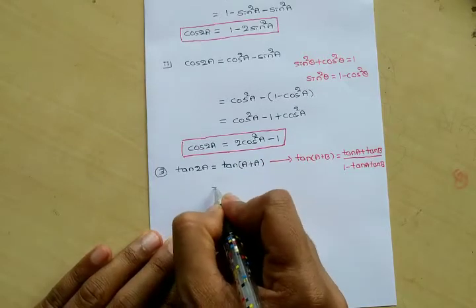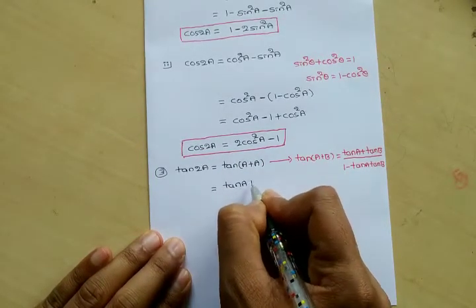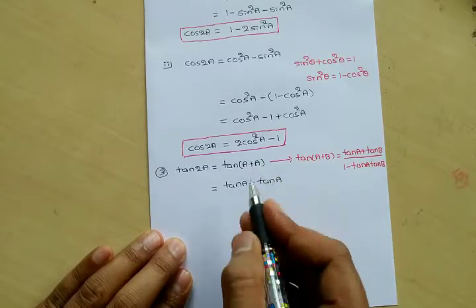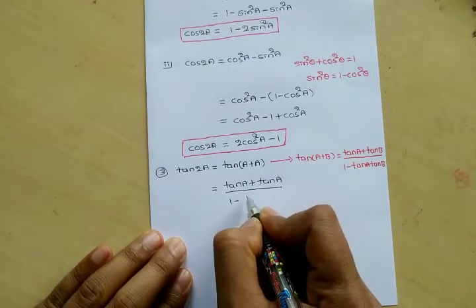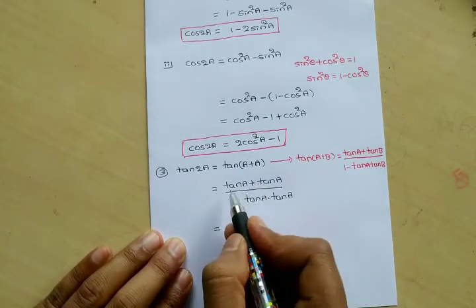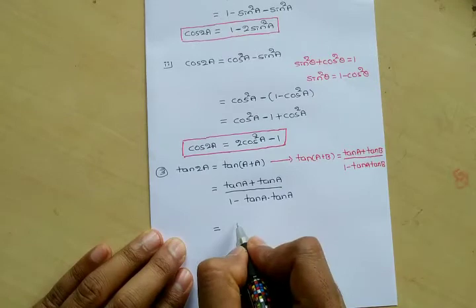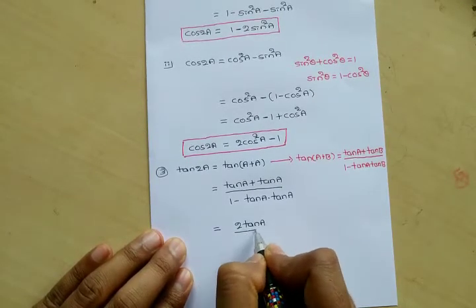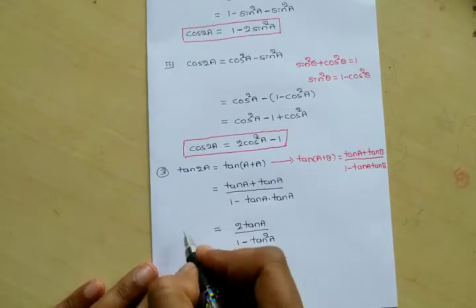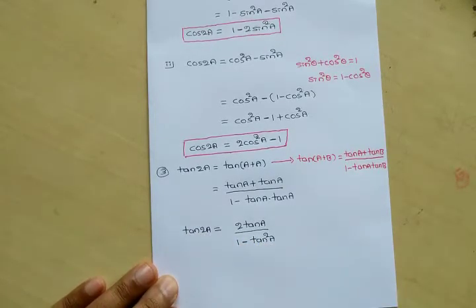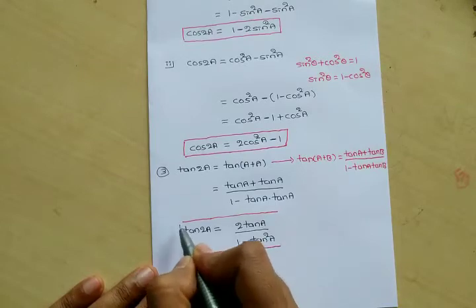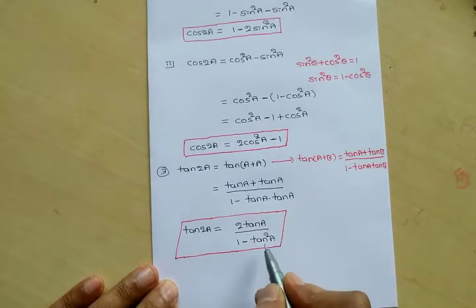So it is tan A plus again tan A only, because in place of angle B here we have angle A, divided by 1 minus again tan A into tan A. So this equals 1 times tan A plus 1 times tan A, which means 2 times tan A, divided by 1 minus tan A into tan A, which is tan square A. Therefore, the third multiple angle formula is: tan 2A is equal to 2 times tan A divided by 1 minus tan square A.